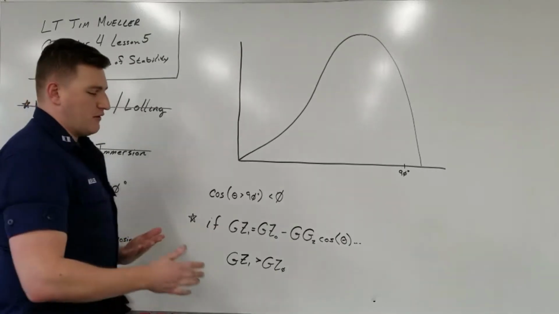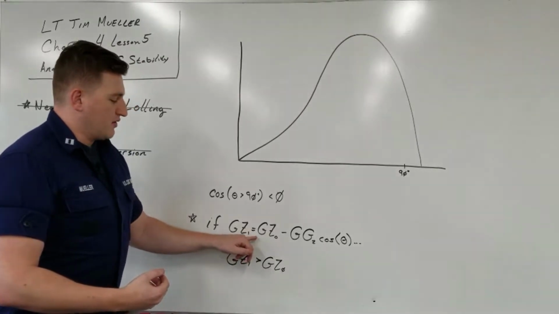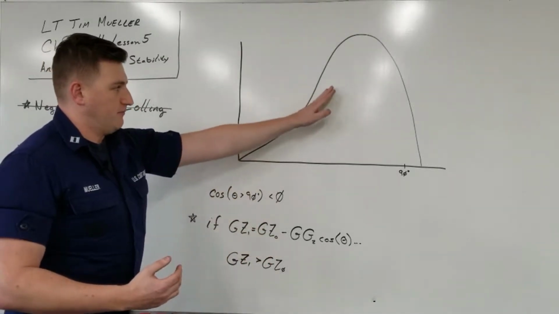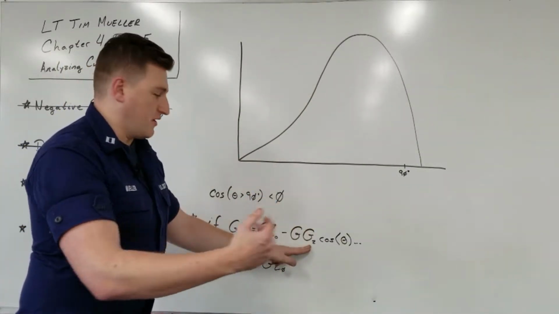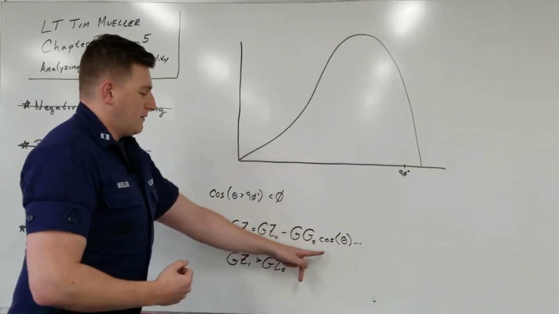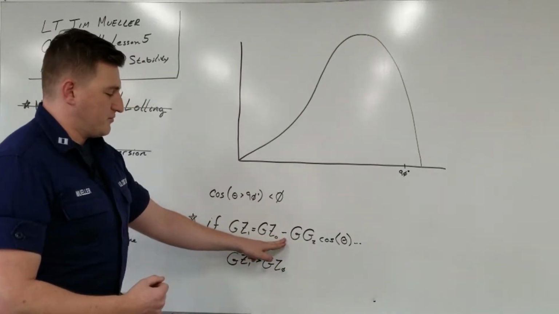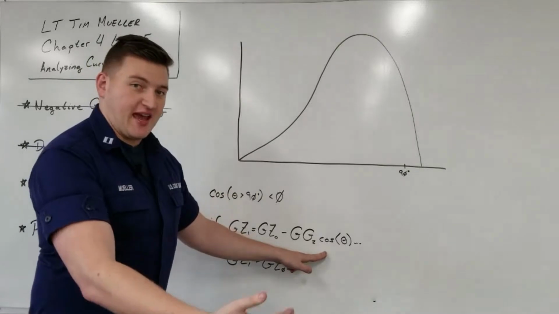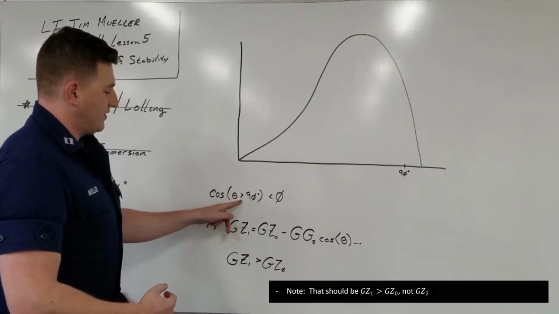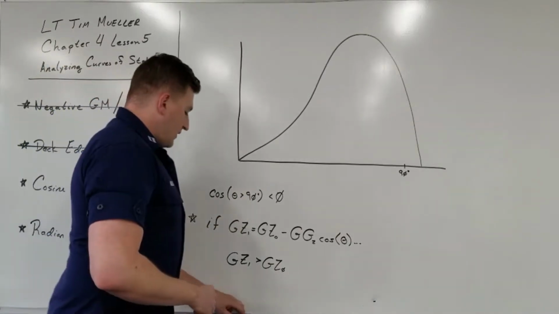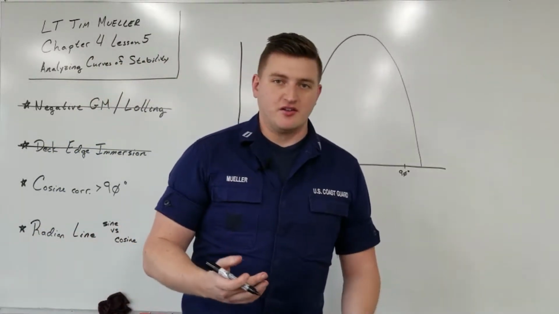If we go back to our cosine correction, GZ1, which is our new righting arm, equals GZ0, which is the original righting arm, minus GG2, which is the distance that the center of gravity shifted horizontally, times the cosine of theta. If cosine of theta is negative, and GG2 is positive, that means we're subtracting a negative number, which means we're actually adding a number. So GZ1 is greater than GZ0 when theta is greater than 90. So let's take this example. We're going to impart a catastrophic cosine correction onto this vessel.